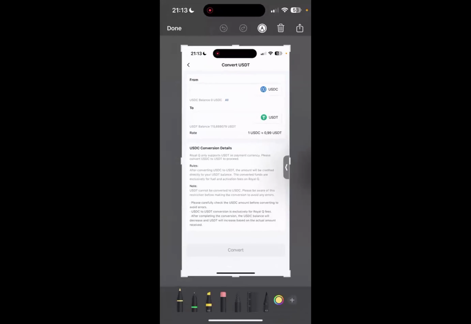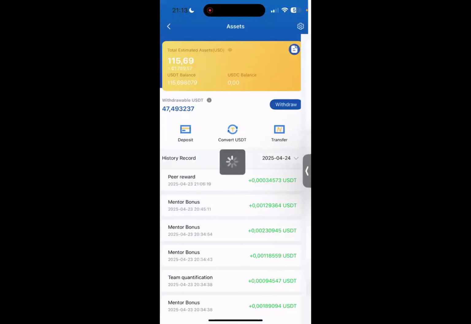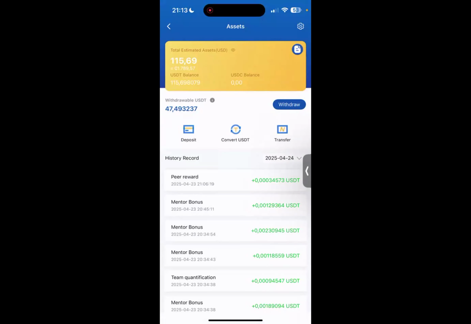You can only convert from USDC to USDT. You can't do it the other way, vice versa. No, you can't do USDT to USDC. It's only one way. Okay. So once you convert it, the robot can continue charging for fuel fees or activation fee.